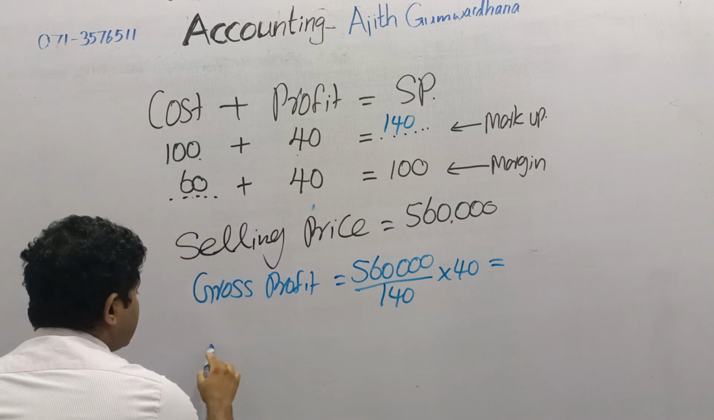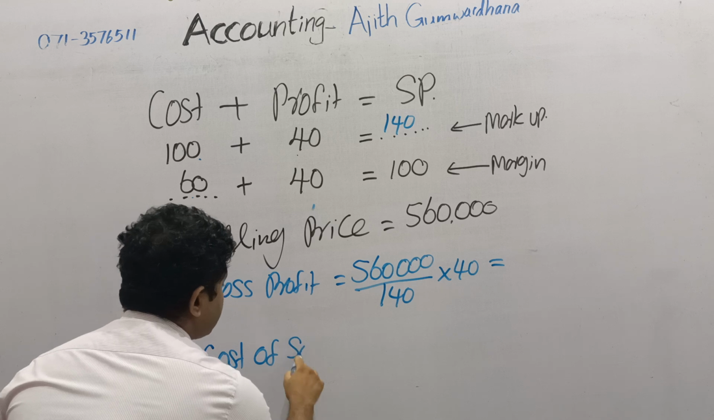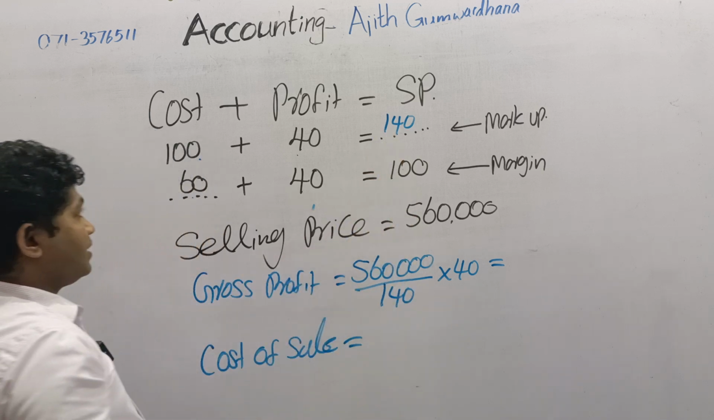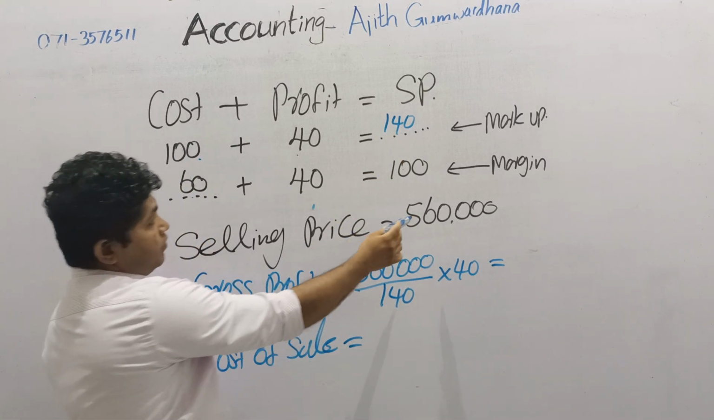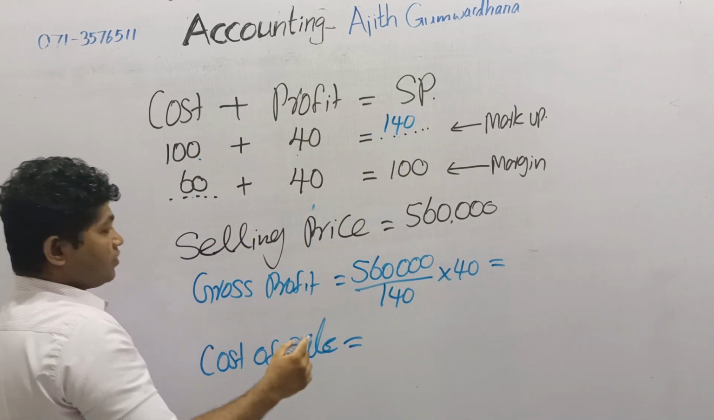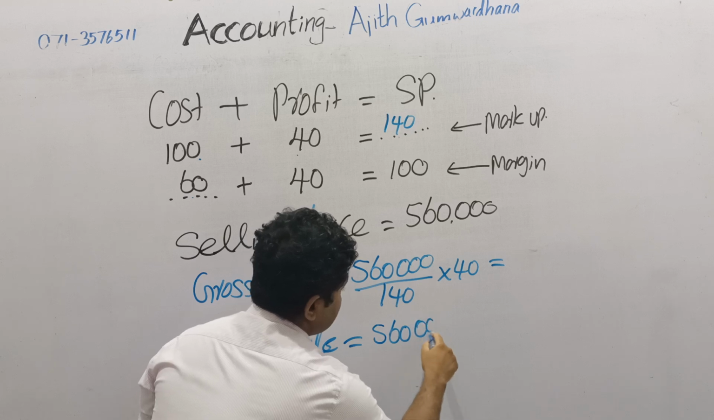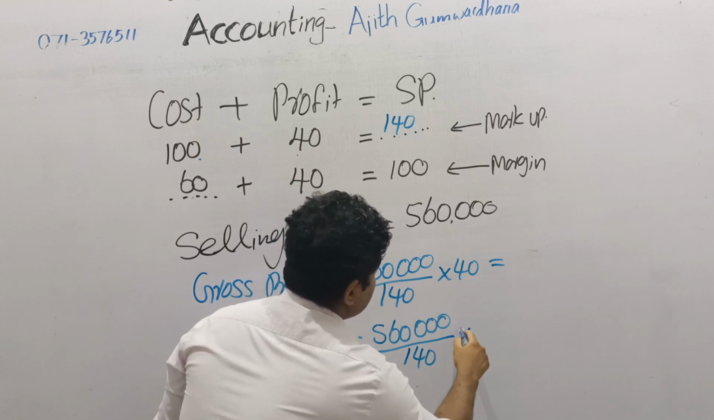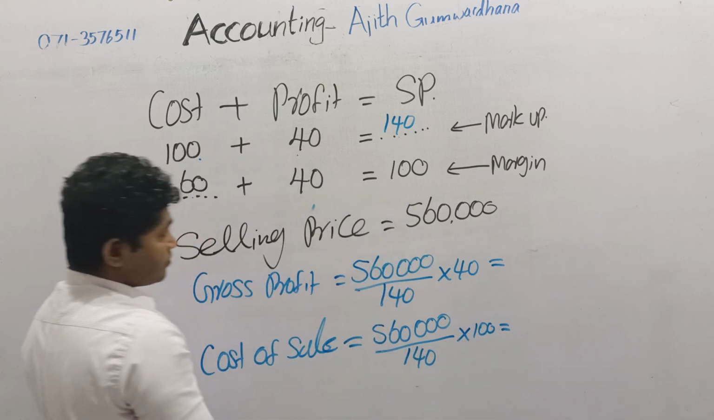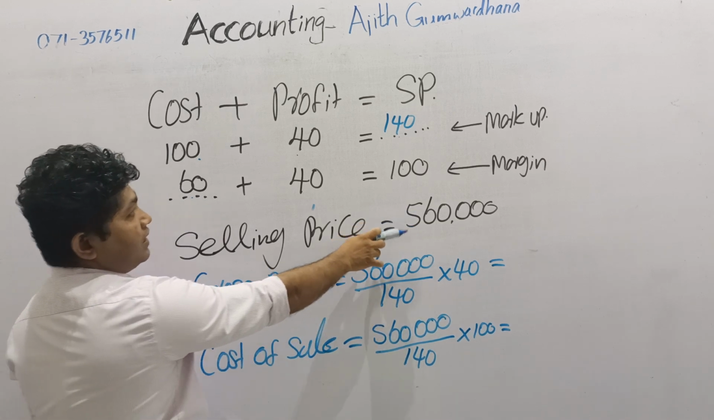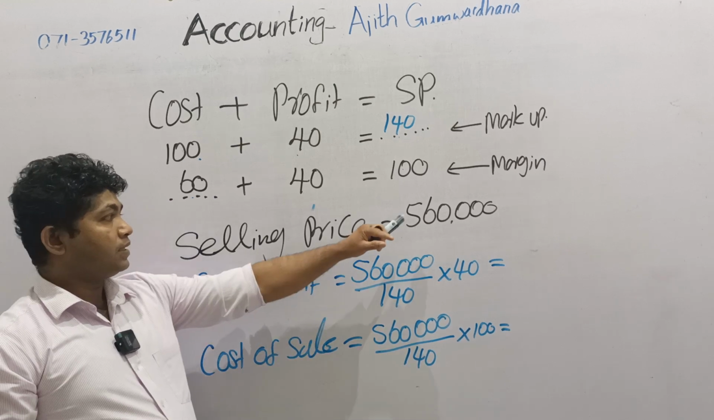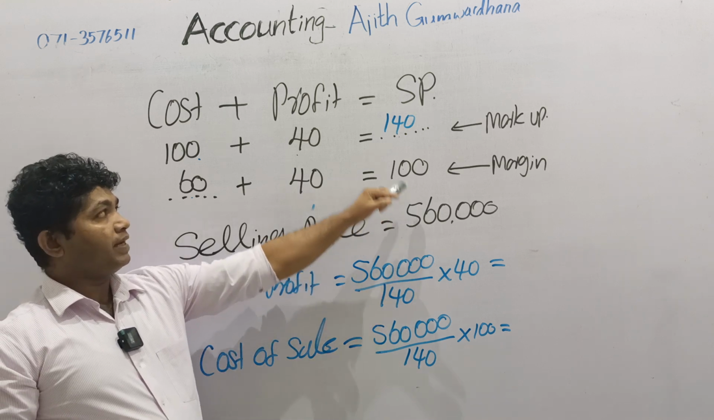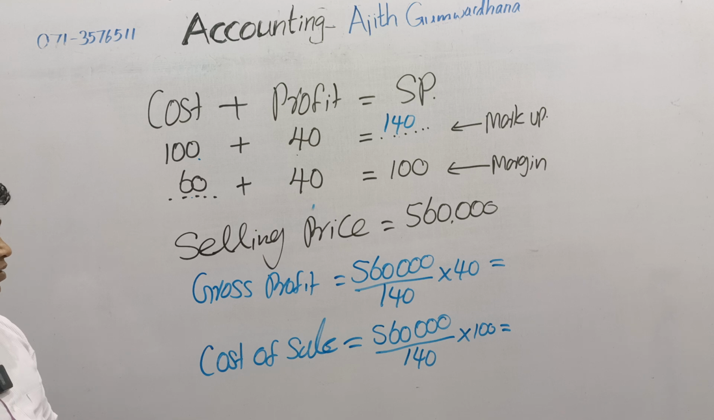But if they ask for cost of sales, selling price equal 140 and markup is given as 40%. Therefore, this value divided by 140 into 100 equals cost of sales. Given the selling price, with profit markup 40%, the selling price is 140. Then this value divided by 140 into 40 gives gross profit, and this value divided by 140 into 100 gives cost of sales.